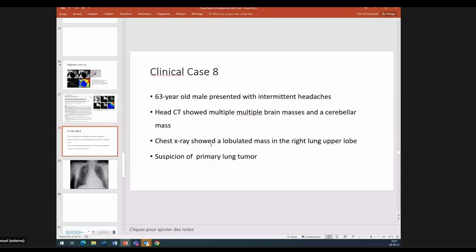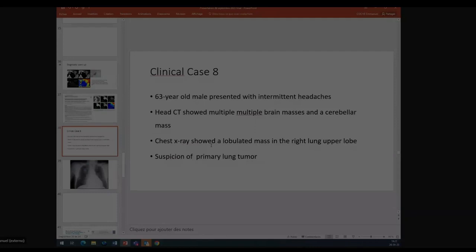So there are no additional questions about the case. Okay, maybe we can go to an oncology case. It's clinical case number 8.